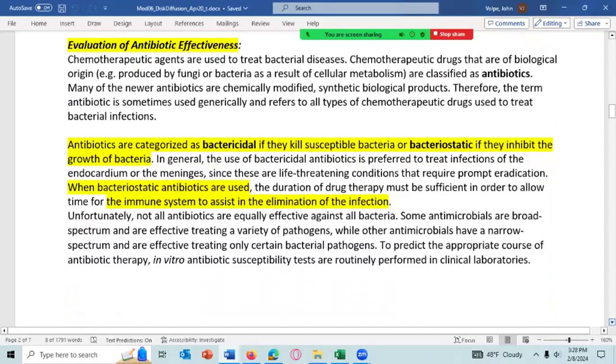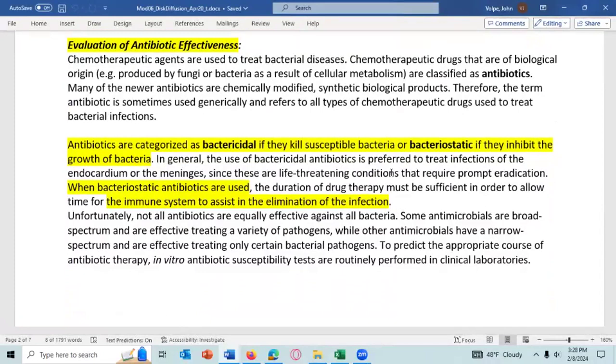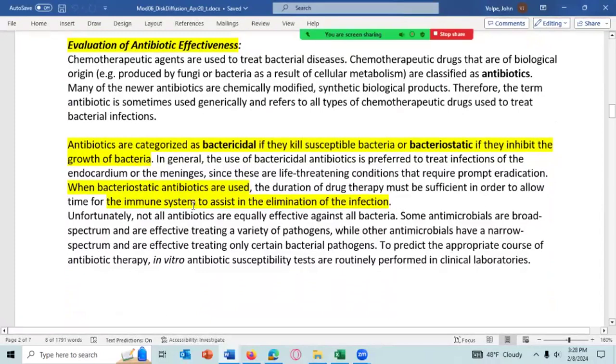So evaluating antibiotic effectiveness, antibiotics are categorized as bactericidal if they kill the susceptible bacteria, and they are called bacteriostatic if they inhibit the growth of bacteria. Inhibiting the growth of the bacteria does not kill the bacteria. So once you remove the bacteriostatic agent, the bacteria may continue to grow. When a bacteriostatic antibiotic is used, it's relying on the immune system to assist in the elimination of the infection. Any question about any of that?